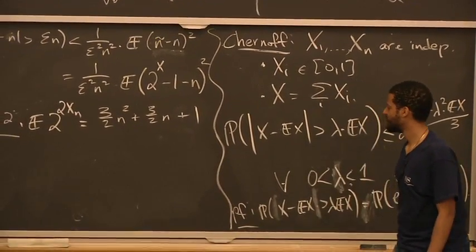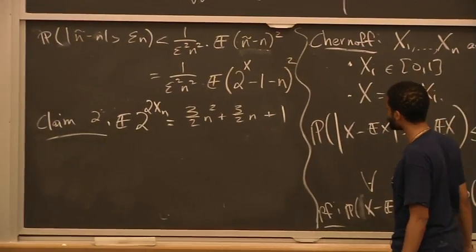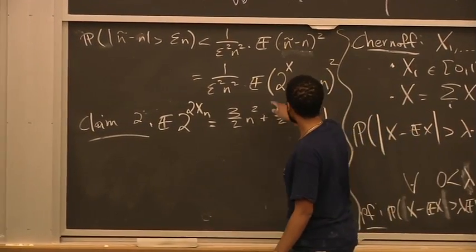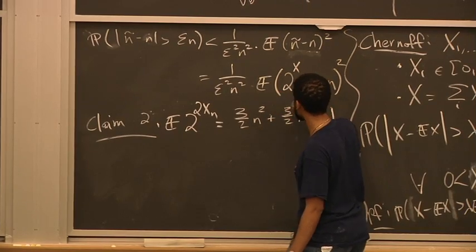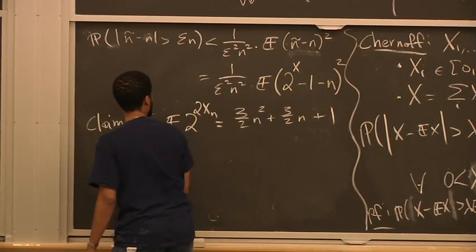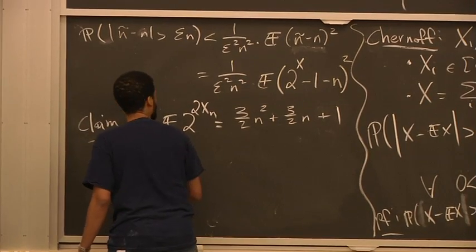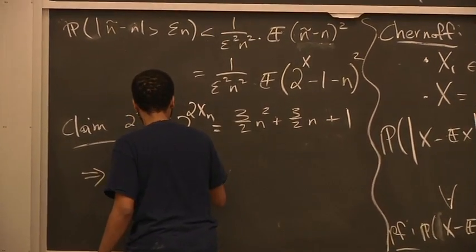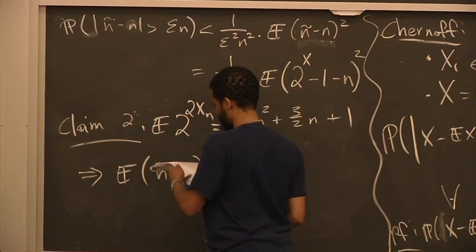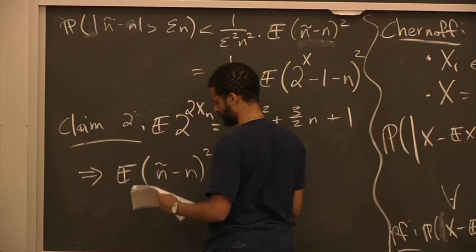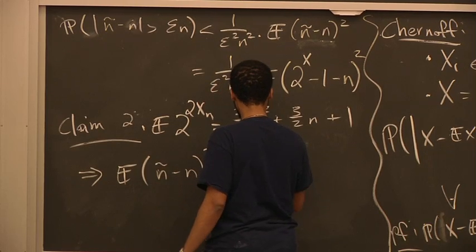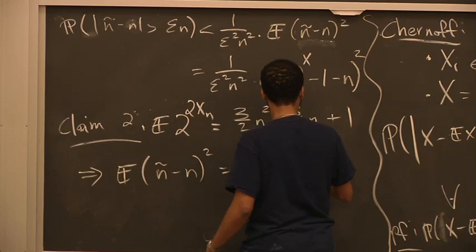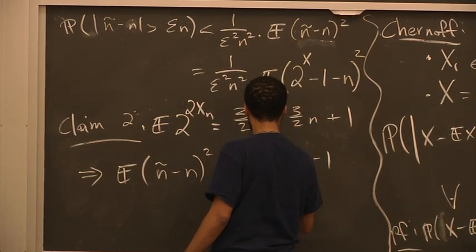Okay, good. So if you then put that into here, this implies that the expectation of n tilde minus n squared, you're going to get something like 1 half n squared minus 2n minus 1, which is always at most 1 half n squared.